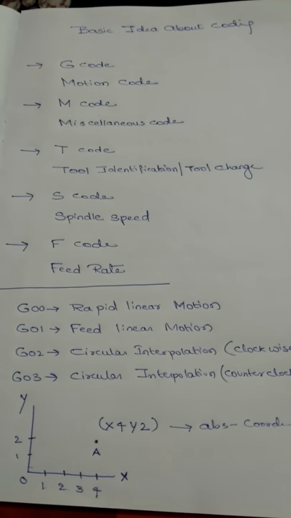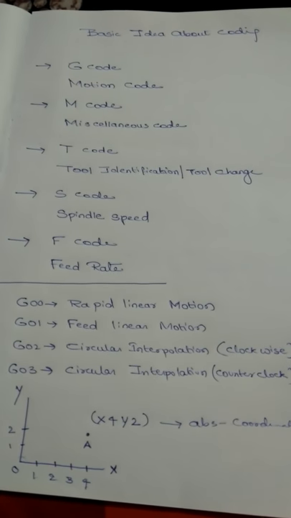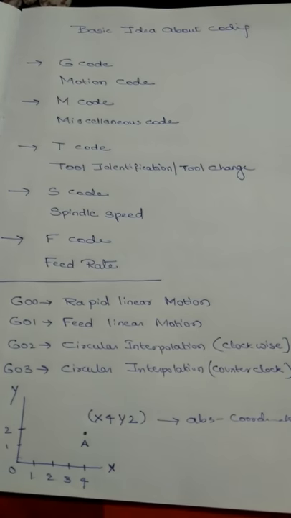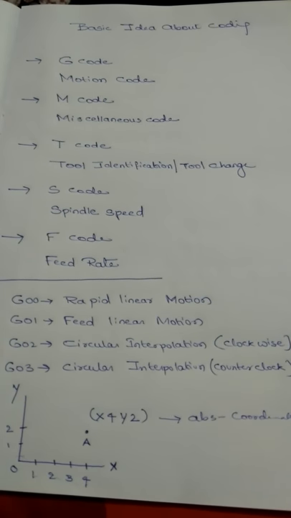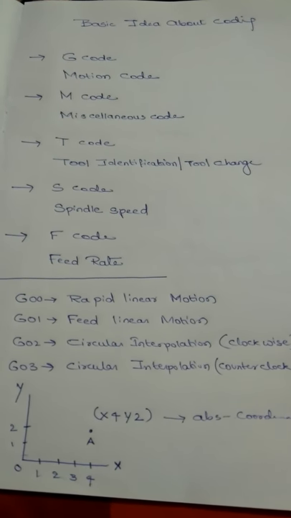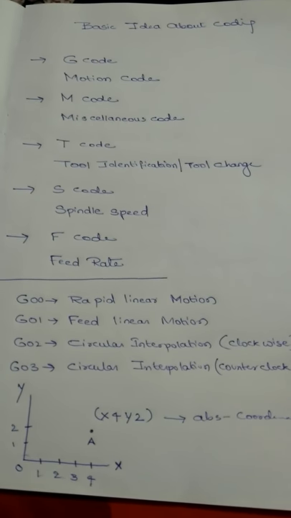Next one is M code. M code is miscellaneous code generally used for switch conditions, like we can use it for spindle start, spindle stop, coolant on, coolant off. Next is T code. T code is used for tool identification or tool change.